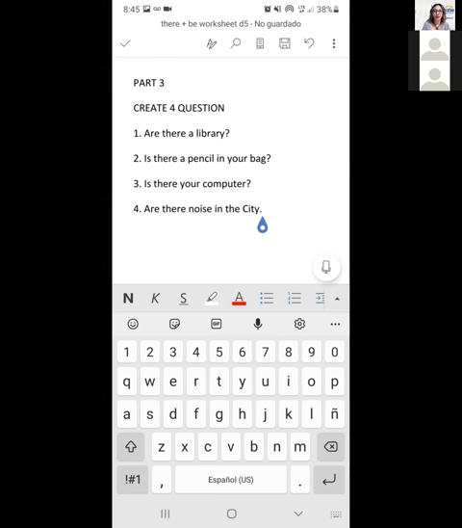Y, ajá, el your, no sé, o qué quería decir en la number 3. Que si era, pero es que lo estaba diciendo de otra forma. Ajá, eso es, porque aquí es de I, ¿verdad? Ajá, es cierto. Y la de noise, el noise no se puede contar. Entonces sería, is there noise in the city? Okay. Maybe you can modify the questions and that's it.